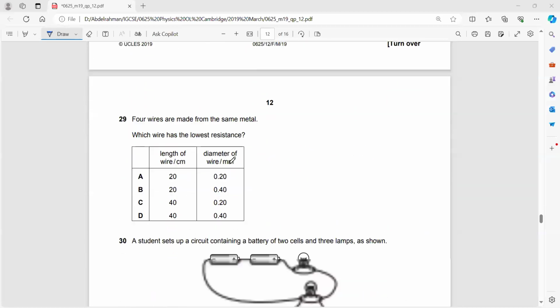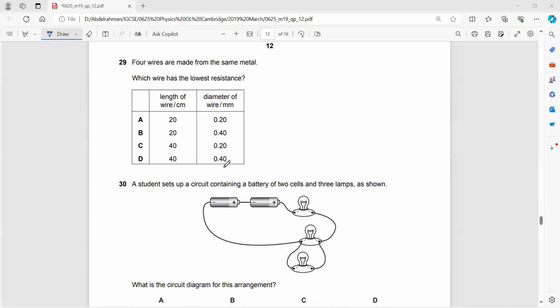Question 29. Four wires are made from the same metal. Which of these wires has the least resistance? What should you do to the length? You need to decrease the length. The shorter, the better. Whenever you have a shorter wire, the resistance would decrease. What about the diameter of the wire? You need to increase the diameter of the wire. So it would be B.